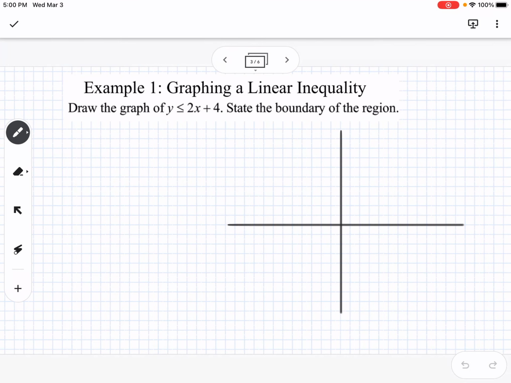So our first example, we're going to graph y is less than or equal to 2x plus 4 and state the boundary of the region. So I'm going to go up to 4, and then my slope is up 2 over 1. Because this is less than or equal to, I know I'm going to connect those dots with a solid line.